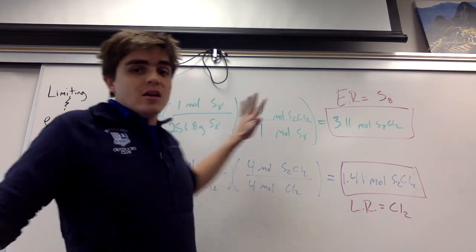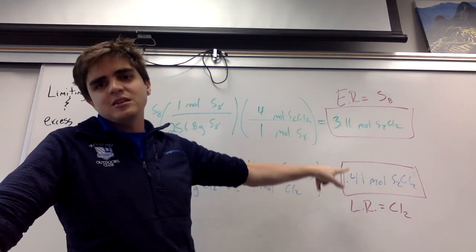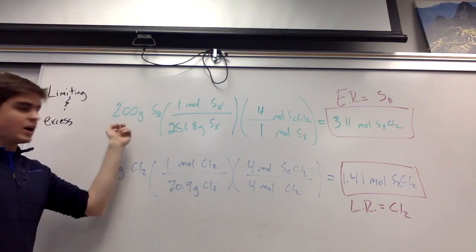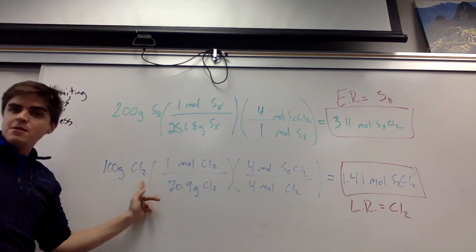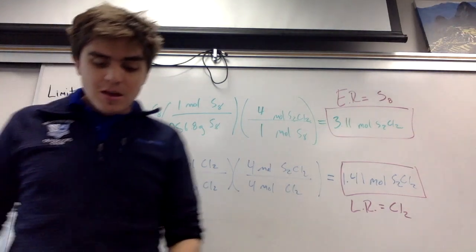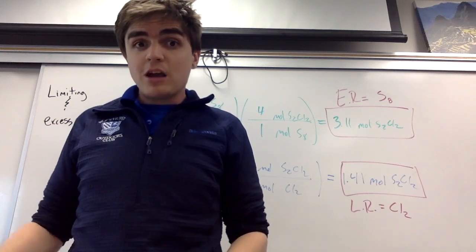It doesn't matter. Nothing over here matters. It's just the answer. The big number is the excess reactant. The little number is the limiting reagent. And you identify what is what by looking at the names that cause those. Not the numbers, the names. So on the bottom, the excess reactant here would be considered S8, and the limiting reagent would be chlorine.